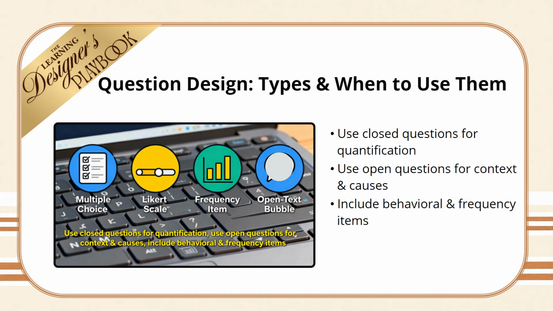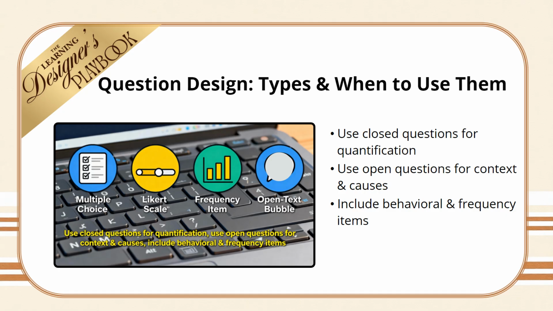Choosing the right question type is essential for gathering useful data. Closed questions like multiple choice, Likert scales, and frequency items provide quantifiable results. Open questions give respondents space to explain why issues exist and share examples. Behavioral questions focus on actions rather than feelings, which are more actionable. Frequency items, like daily or weekly, show exposure and practice levels.